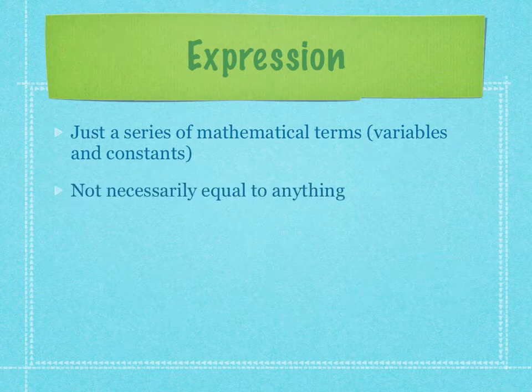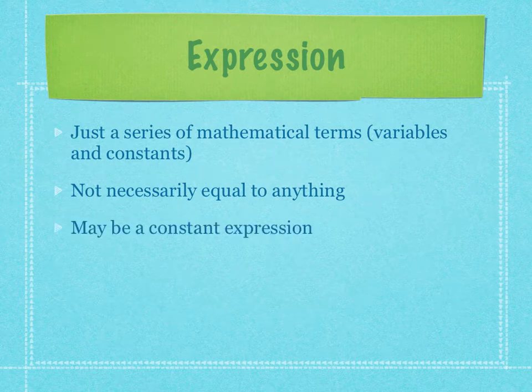The expression does not necessarily have to be equal to anything. Sometimes it will be, but sometimes it might not be. We may have a constant expression, that is an expression whose value never changes. And an example of that would be this expression, 3 plus 5 minus 2.